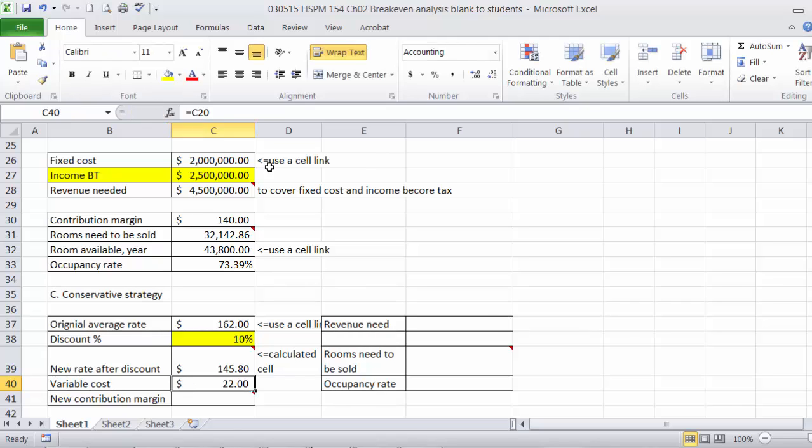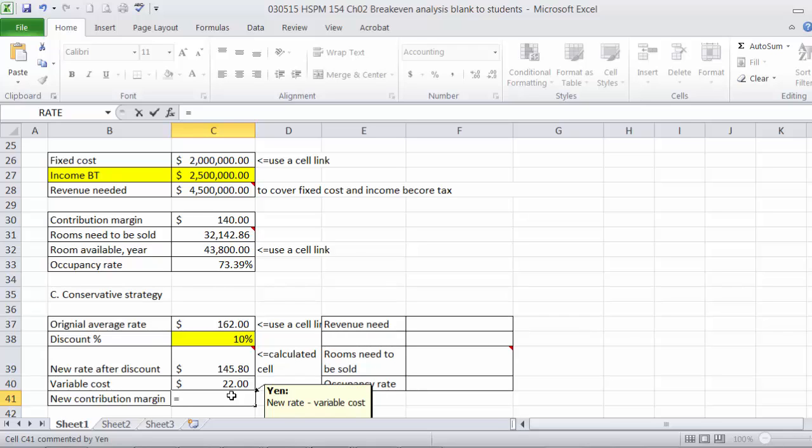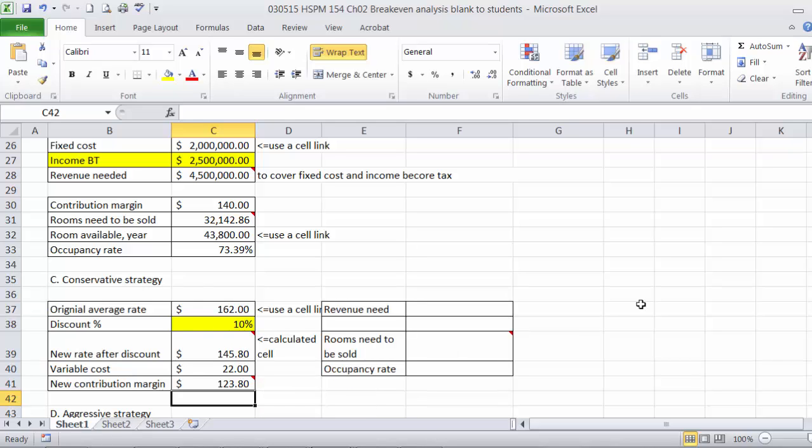Let's see. Okay, then what's the new contribution margin? So we take the new rate, it's still the same, right? Same logic. So with 10%, the contribution margin will be 123. Now, what if we change the discount to 20%? All we have to do is change this to 20%, right? So you lower your contribution margin.